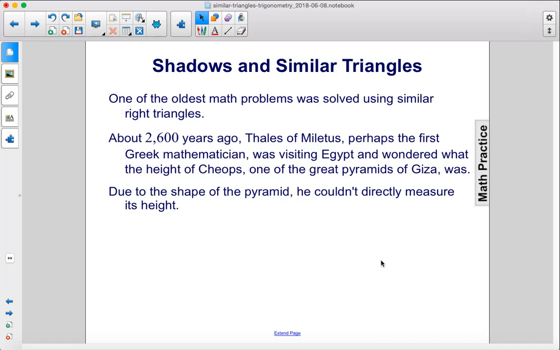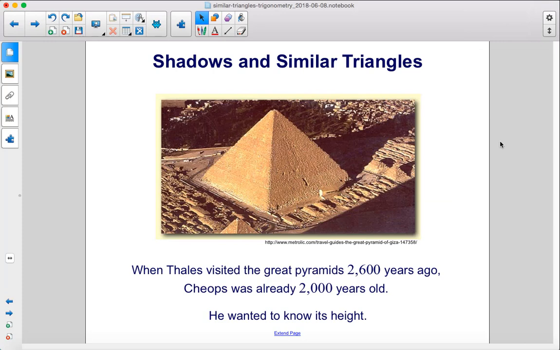About 2,600 years ago, Thales of Miletus, perhaps the first Greek mathematician, was visiting Egypt and wondered what the height of Cheops, one of the great pyramids of Giza, was. Due to the shape of the pyramid, he couldn't directly measure its height. When Thales visited the Great Pyramids 2,600 years ago, Cheops was already 2,000 years old. He wanted to know its height.